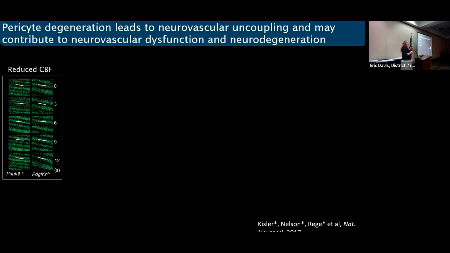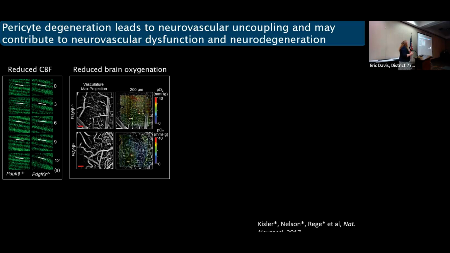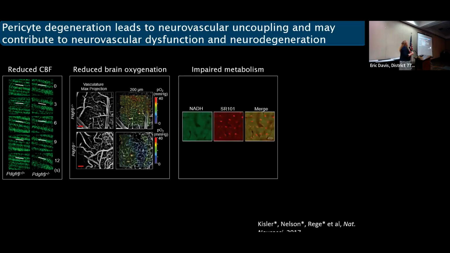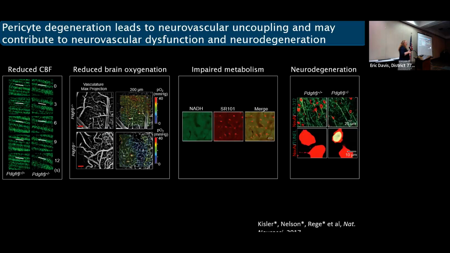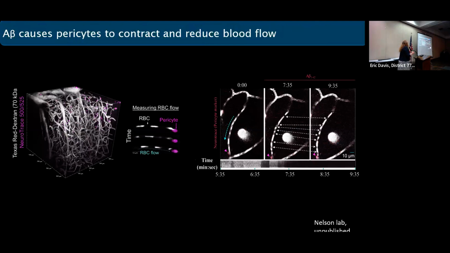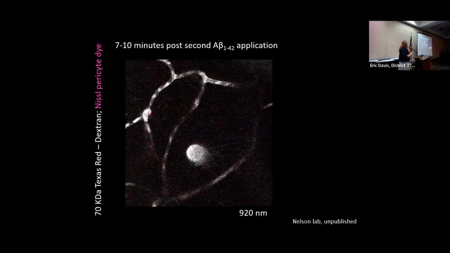And so we also studied mice that have a reduction in the number of pericytes and found those mice have reduced cerebral blood flow, reduced brain oxygenation, impaired metabolism, and when they're old, they have neurodegeneration. So these are all similarities to Alzheimer's disease, so that's why I'm very interested in this cell type. A beta that you guys have been hearing about can also cause pericytes to contract and reduce blood flow. So here's another video. Tiffany, if you'll play that.